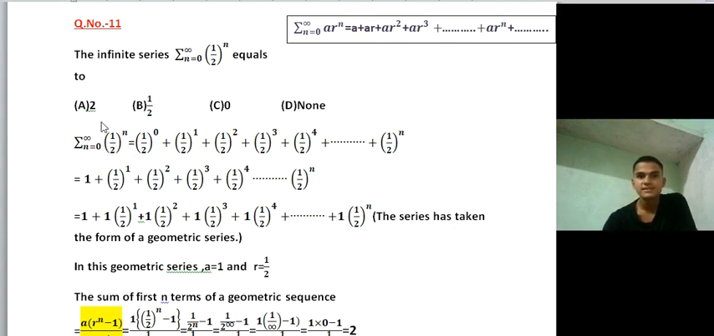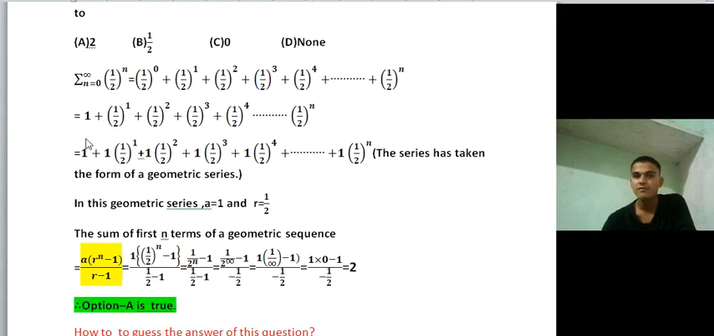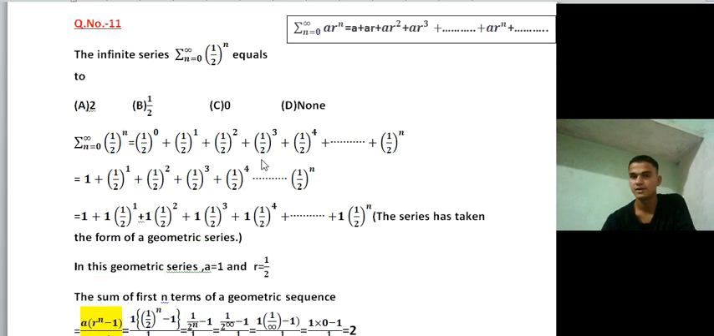Okay, so this is 1 by 2 to the power n, so summation n equal to 0 to infinity of 1 by 2 to the power n. So here it is 1 by 2 to the power 0, it is starting from 0, so here to the power 1, here to the power 2, and so on. And this can be written as 1 because 1 by 2 to the power 0 is equal to 1. We can write it as 1 plus 1 into 1 by 2 to the power 1 plus 1 into 1 by 2 to the power 2 plus 1 by 2 to the power 3, and so on.